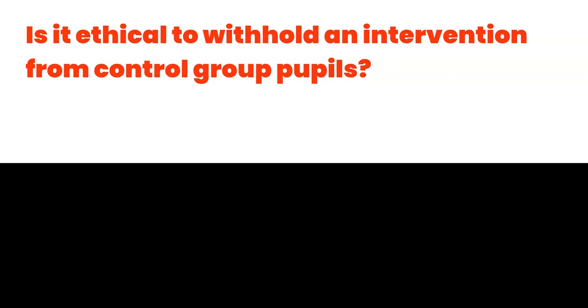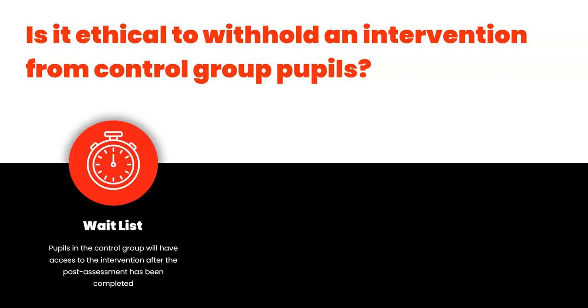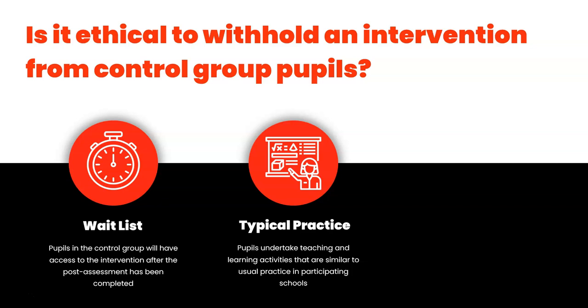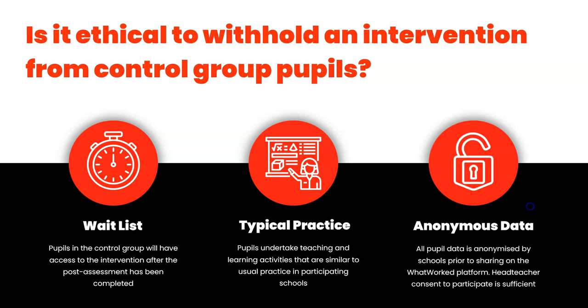We often get asked, is it ethical to withhold an intervention from control group students? Well, we use a waitlist design so that the pupils who are in the control, if the intervention shows promise, you will just use it with them after. The trials that we run, typical practice that we're using from other schools. So it's nothing that the students wouldn't normally use. It's a simple practice. And the trials generally only last 5 to 6 weeks. So you're only withholding it for a short period of time. And finally, we use anonymized data. So none of the personalized data from the students goes onto our platform. It's all anonymized. So head teacher consent is often sufficient to take part in the studies.